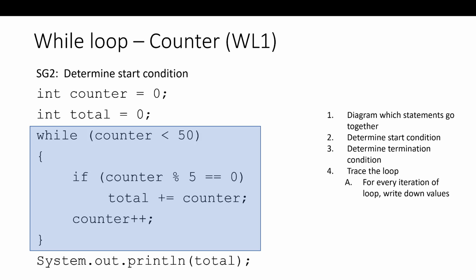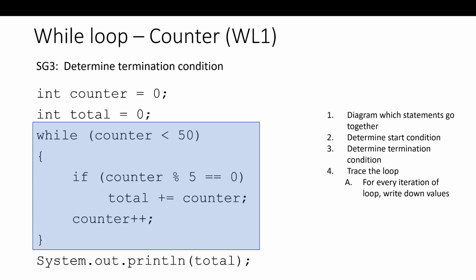The second sub-goal is to determine what the start condition is. In this case, the start condition are the two variables initialized before the loop. Counter and total both start at 0.